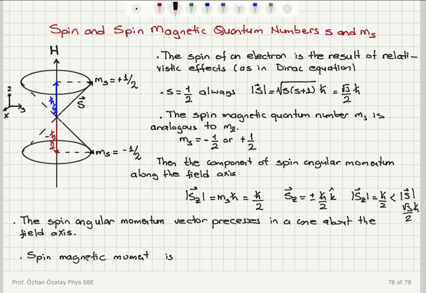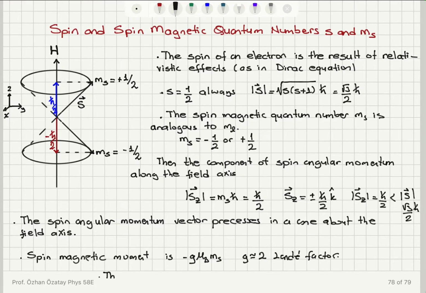The corresponding spin magnetic moment is minus g factor times Bohr magneton times the spin magnetic quantum number, where g is approximately 2, the Landé factor. And so we find that with g being 2 and m sub s being plus or minus 1/2, the spin magnetic moment along the field direction is always a Bohr magneton.